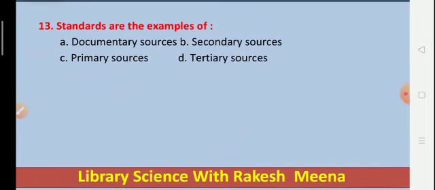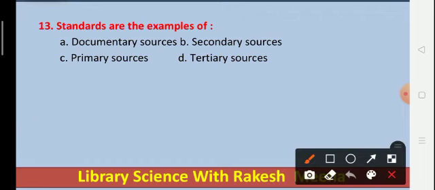Next question is question number 13. Standards are an example of a source of data or information. Option A is documentary sources, option B is secondary sources, option C is primary sources and option D is tertiary sources. Tick the correct answer. The correct answer is option C, primary sources. Yes, standards are an example of a primary source of information and data.